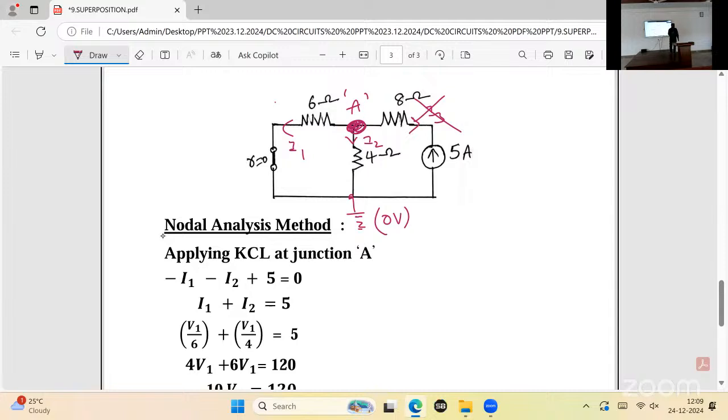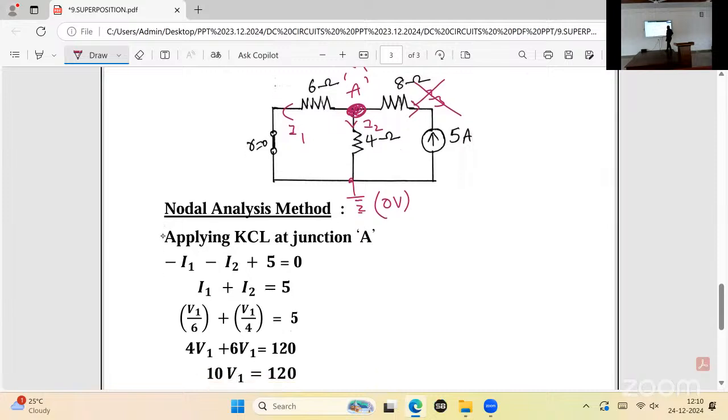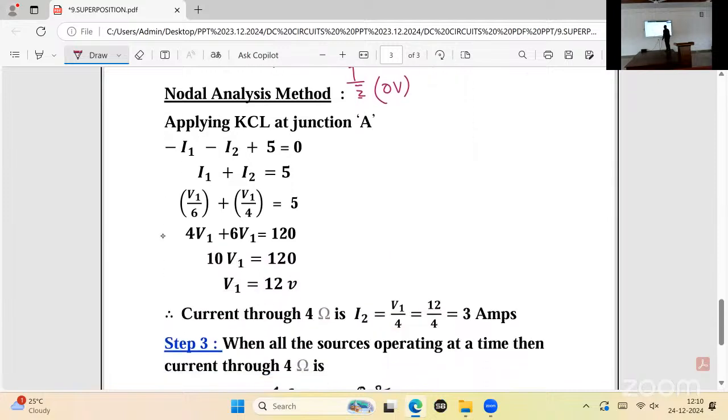I1 should be converted into V by R. I2 should be converted into V by R. Right. Now tell me this is the V by R. This is the unknown current. V1 by 6. Is it correct? Now tell me this current. V1 by 4 is equal to 5. Now solve this problem. We get V1 is equal to 12 volts.